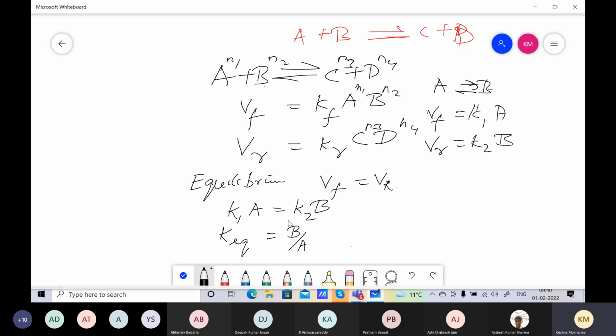And what is B by A? What will be B by A? It will be K1 by K2, or in other words, K forward by K reverse. Makes sense?